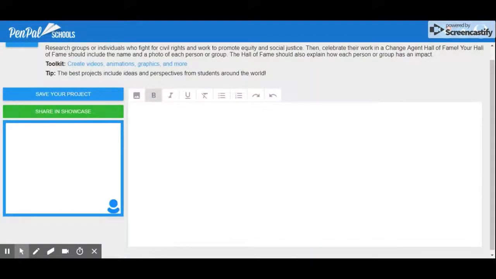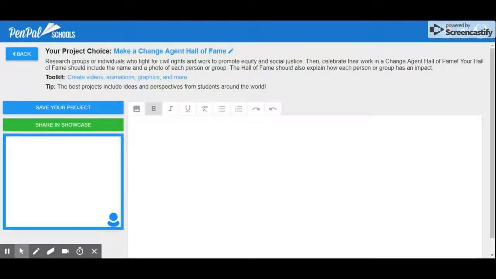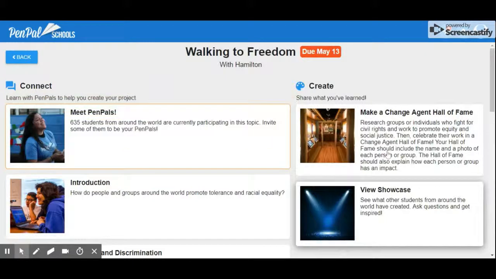And then this is going to be their final project that they're starting to work on now, where they have to make a Change Agent Hall of Fame. So they pick either Nelson Mandela, F.W. de Klerk, or another civil rights activist that they have researched throughout this lesson. And they can create videos, animations, graphics, and more throughout this platform to make into a presentation about that person. And then they're going to share it in the showcase when they get done.